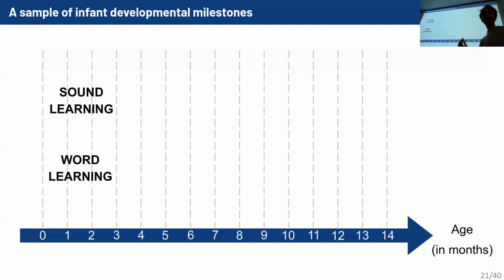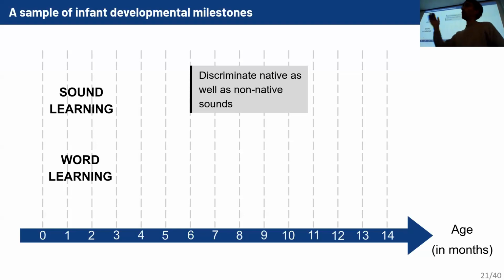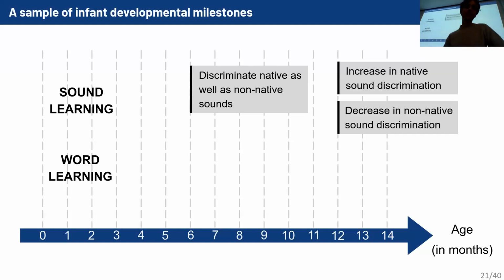All right, so before we dig in, we can have a look at some of the developmental milestones during the acquisition of sounds and the acquisition of words in infants. So regarding the acquisition of sounds, we know that at 6 months, infants discriminate native sounds as well as non-native sounds. And it is only 6 months later that we observe an increase in infants' capacity to discriminate native sounds and a decrease in their capacity to discriminate non-native sounds. So in this short time span, they become language-specific listeners.